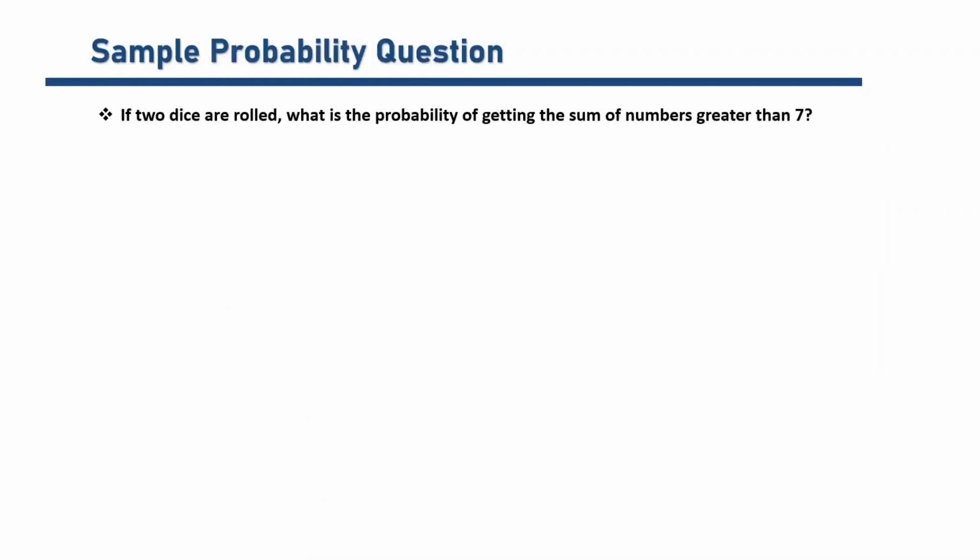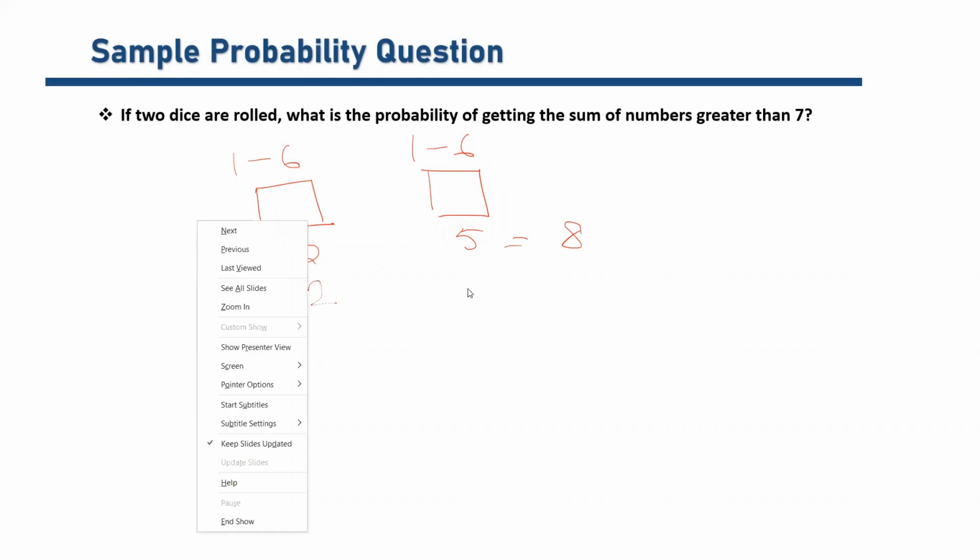Now a sample probability question: if 2 dice are rolled, what is the probability of getting the sum of numbers greater than 7? So you have 2 dice. All of them can have numbers from 1 to 6. So what is the probability of getting a sum of numbers greater than 7? A sum greater than 7 can be, for example, 3 here and 5 here. So this is greater than 7 because 3 plus 5 is 8.